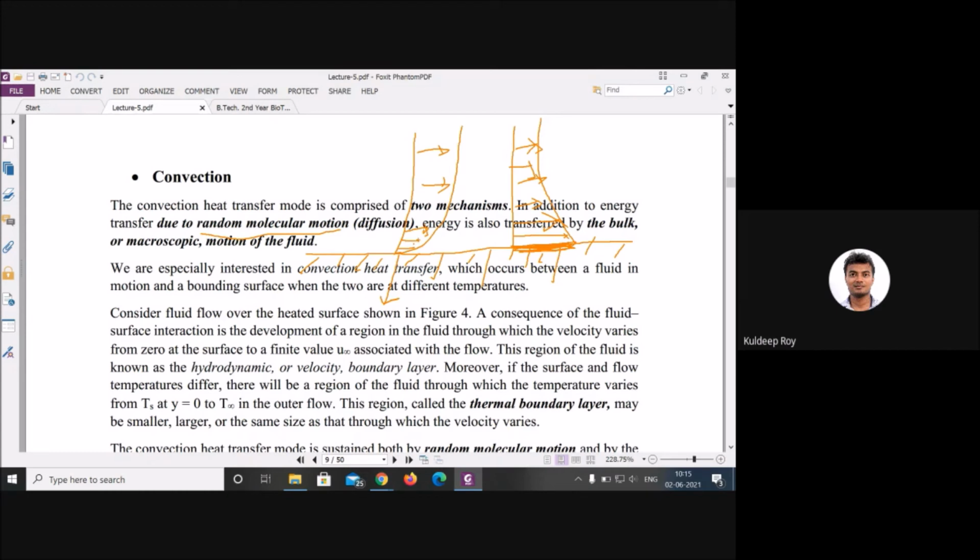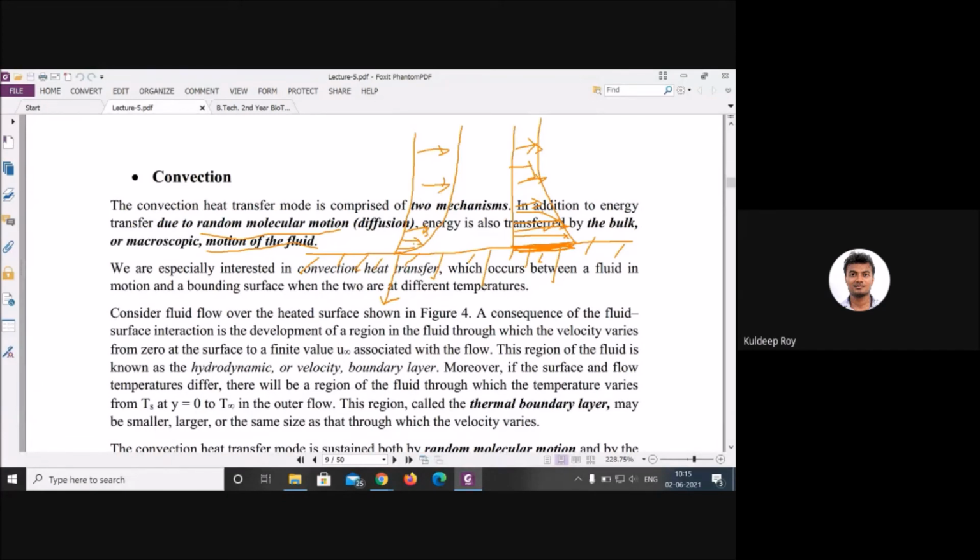As the velocity increases, some kind of moving thing will happen here. Due to that, the motion of the fluid occurs. Heat will transfer due to the motion of the fluid. Okay, both phenomena come into that.